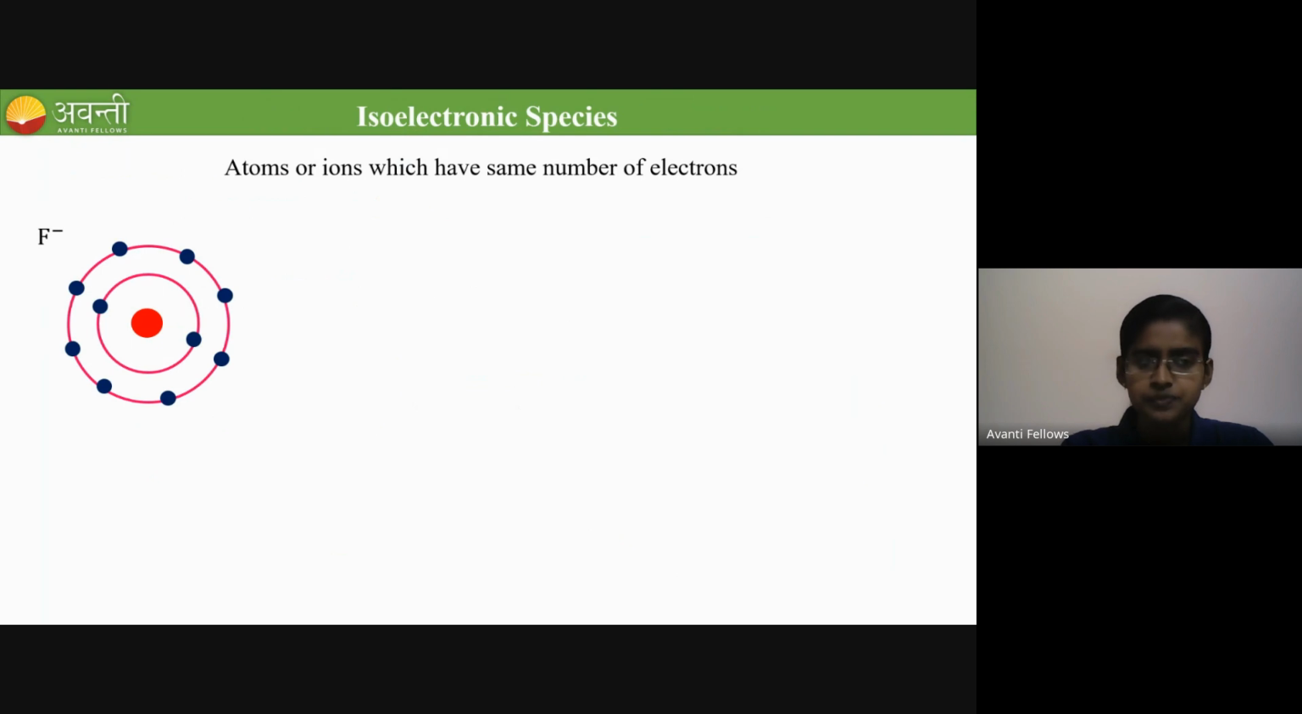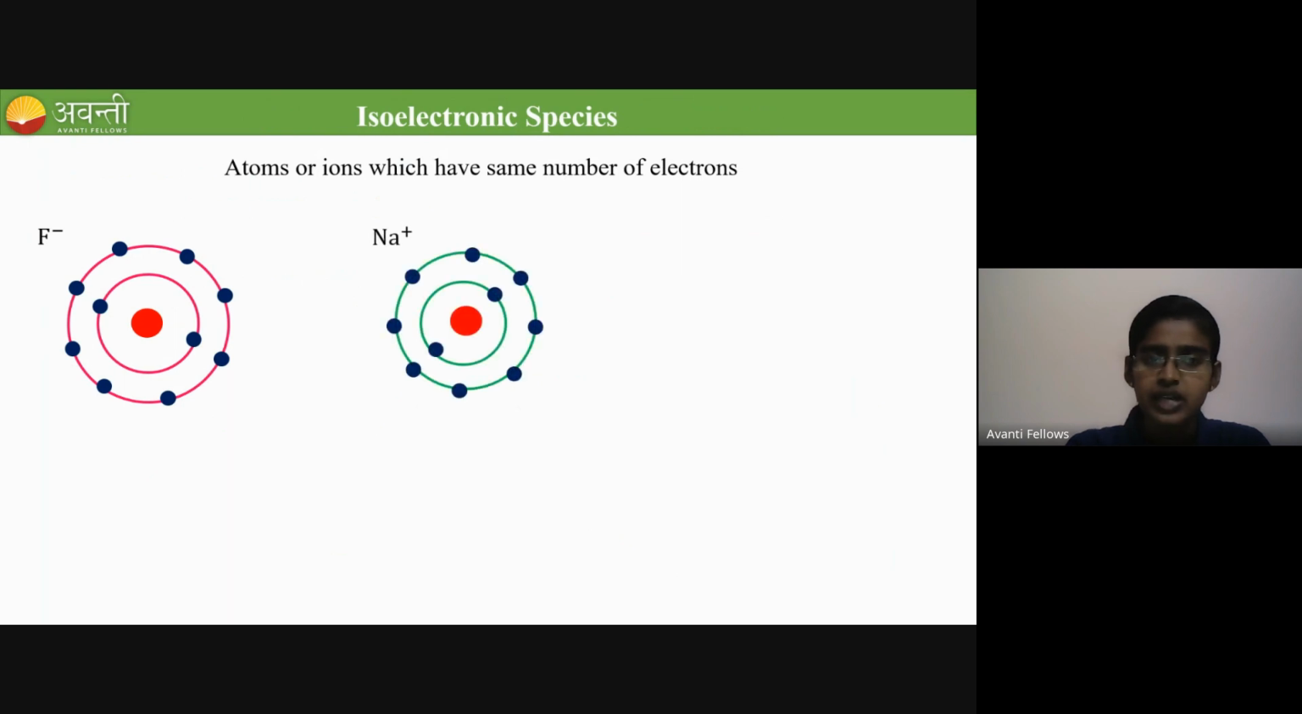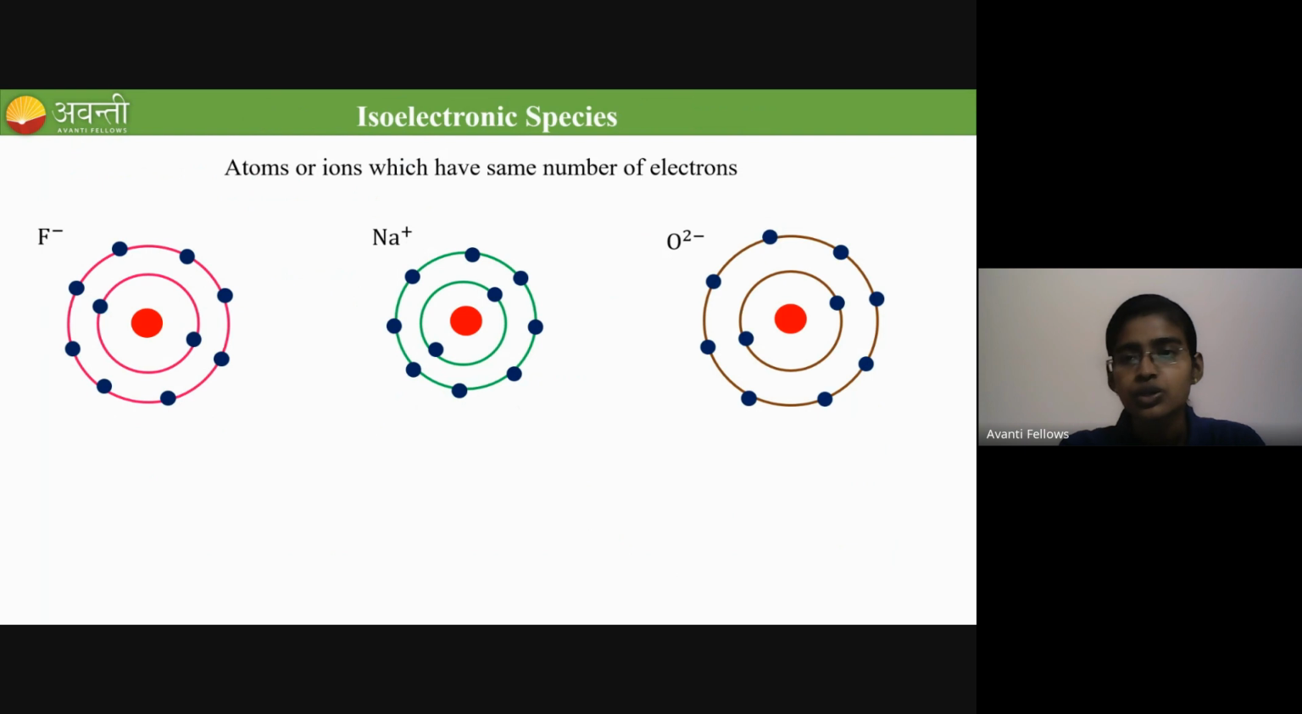First, I have taken a fluoride ion. Fluorine has gained one electron and become an anion, so it is F minus. Next I am going to take sodium plus, and then O2 minus. Now if you see the number of electrons for all these three, they remain the same because the atomic number of fluorine is 9. Fluorine has gained one electron, so the total number of electrons in F minus is 10.